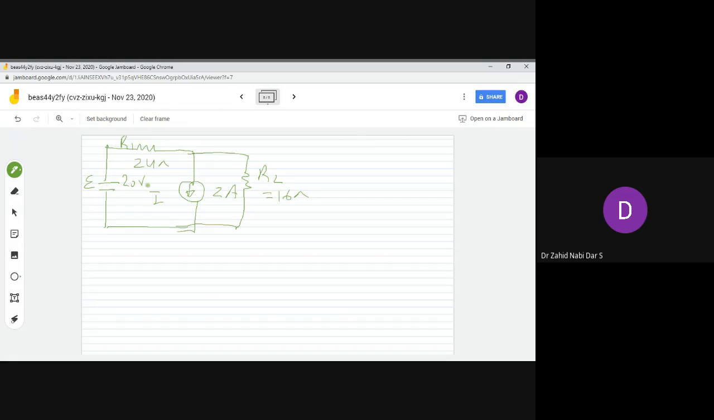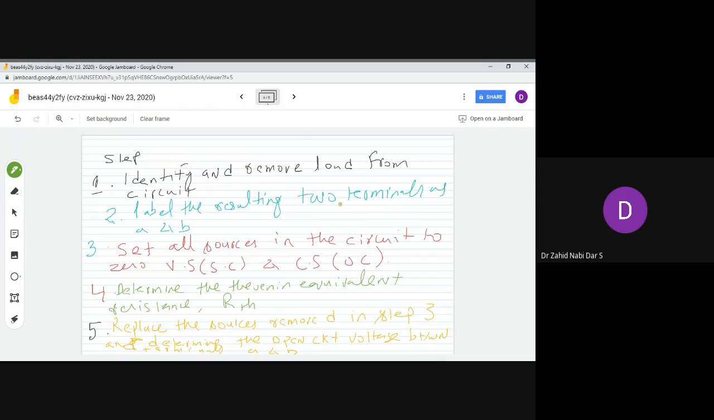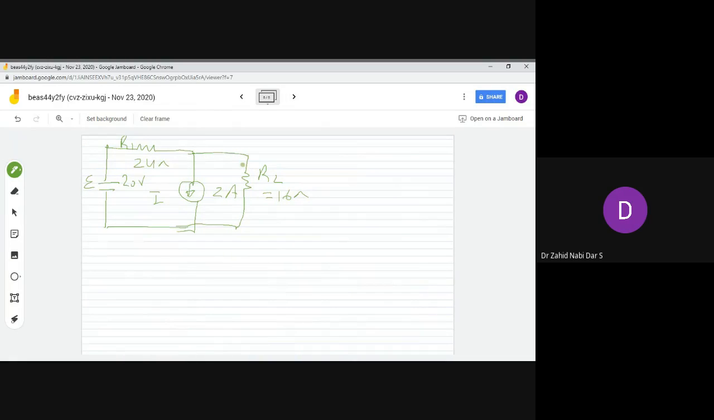So first, if we go back to our steps, we identify and remove the load from the circuit. Remove the load from the circuit means remove RL. We have removed the load, and now our circuit looks like this. Once we have removed the load, step number 2 states to label these points A and B.